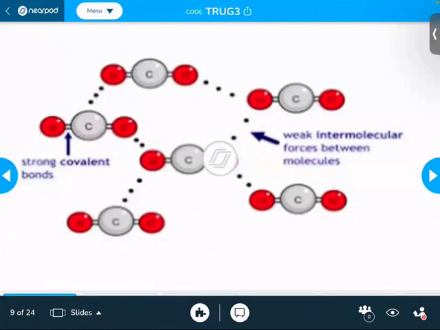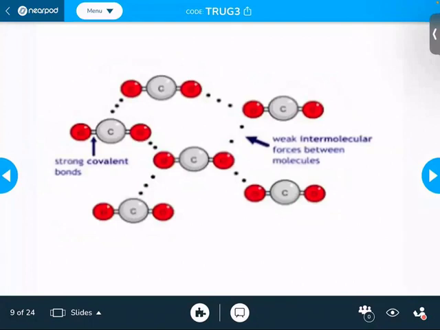Let me show you something like this. This is carbon dioxide. Carbon dioxide is a gas at room temperature. My carbon dioxide molecules have very, very strong covalent bonds holding the atoms together in the molecules, but very weak intermolecular forces in between. When you boil or melt, you are not breaking the covalent bonds. That would take way too much energy. You are breaking the intermolecular forces holding those molecules together.